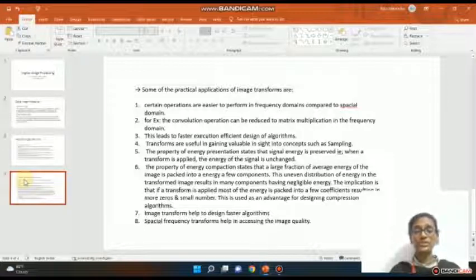The property of energy compaction states that a large fraction of the average energy of the image is packed into a few components. The uneven distribution of energy in the transformed image results in many components having negligible energy. The implication is that if a transform is applied, most of the energy is packed into few coefficients, resulting in more zeros and small numbers.